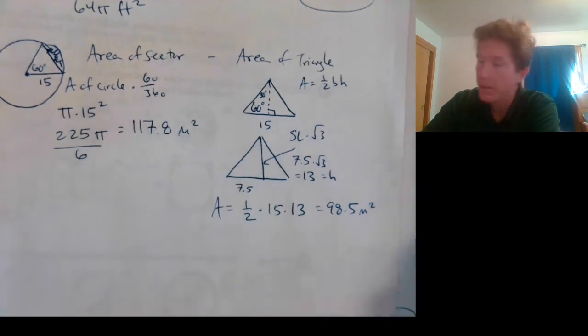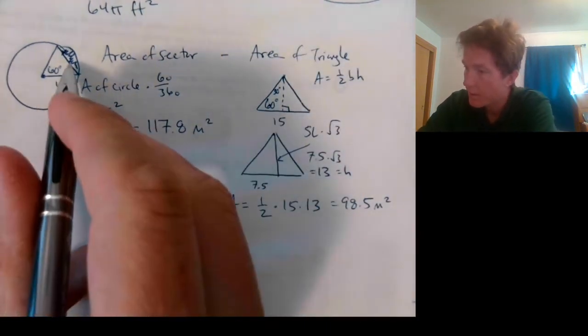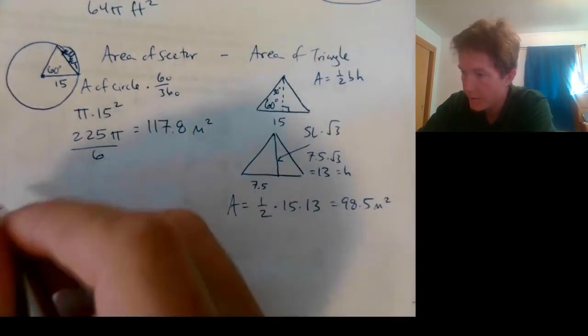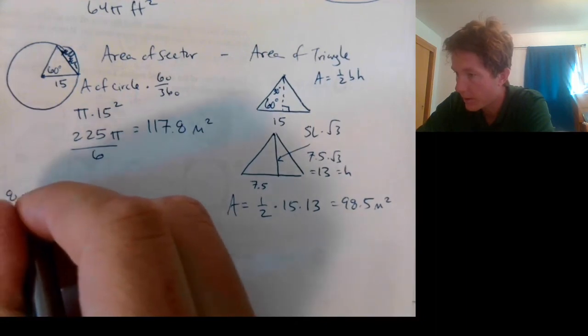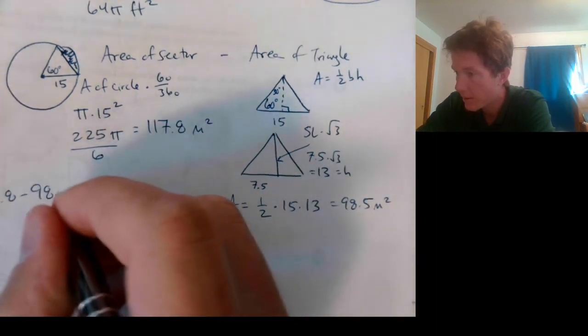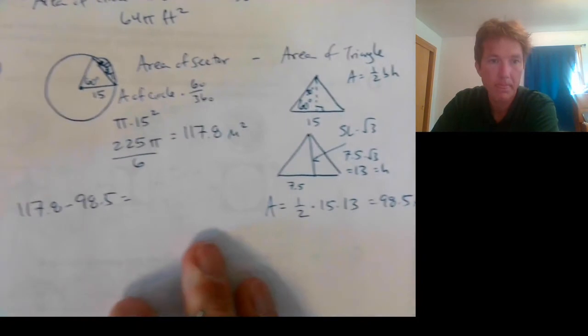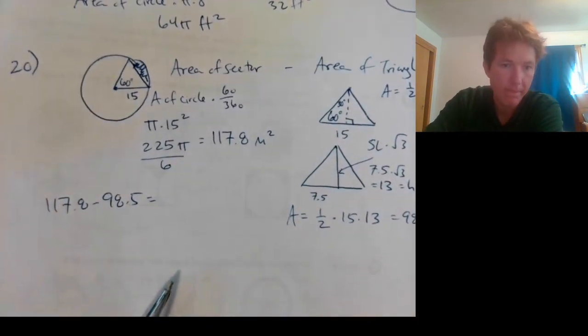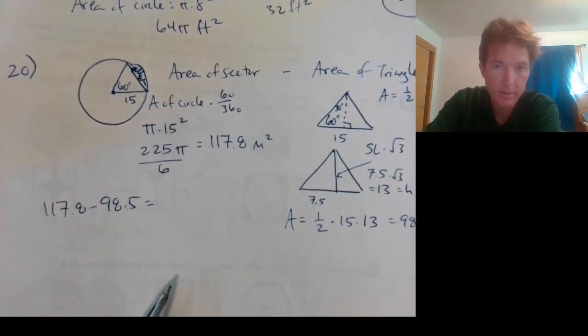Finally, we can find the little area of the segment. 117.8 minus 98.5. And that should give you an answer.